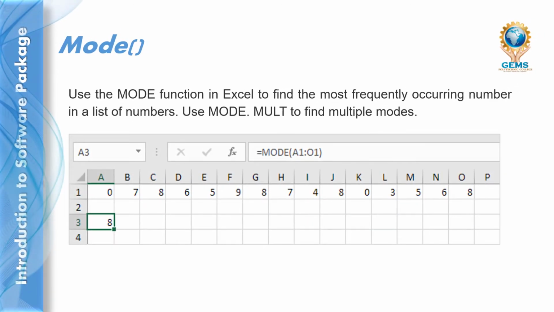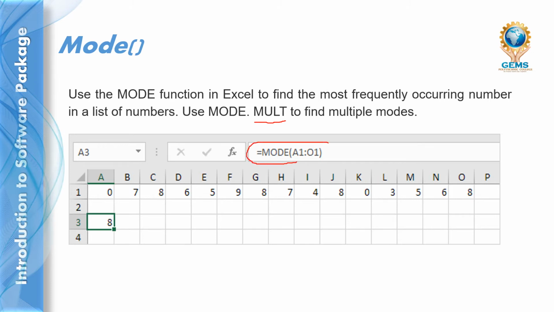The MODE function in Excel is used to find out the most frequently occurring number in a list of numbers. Use MODE.MULT to find out multiple modes. This function also helps to find out multiple modes. So first we will see the MODE function.